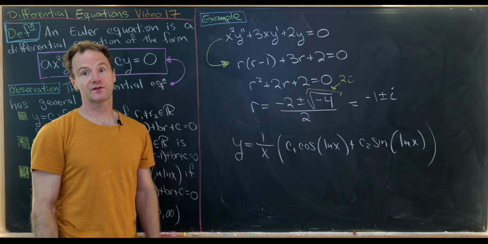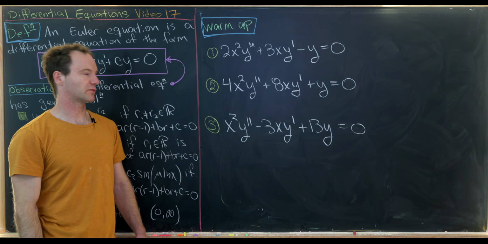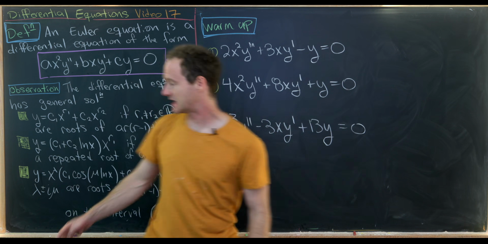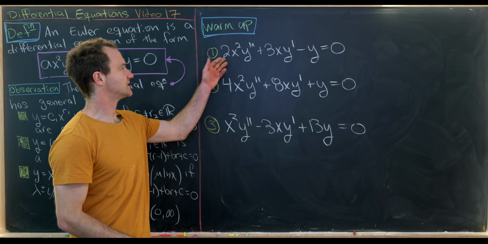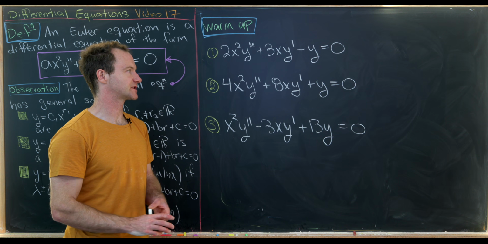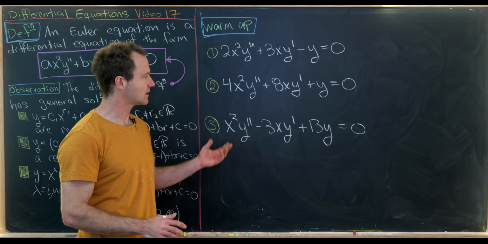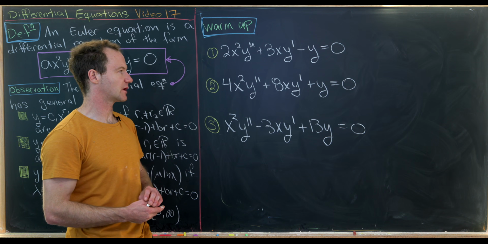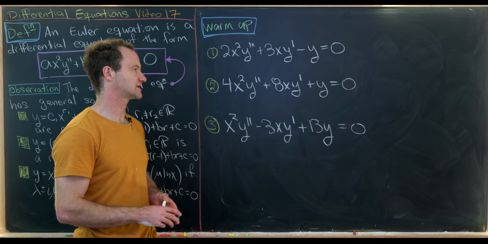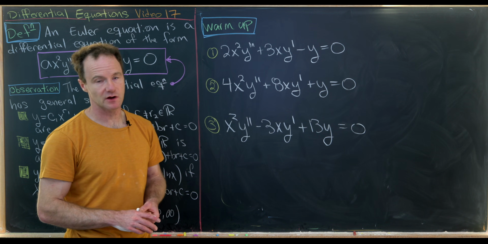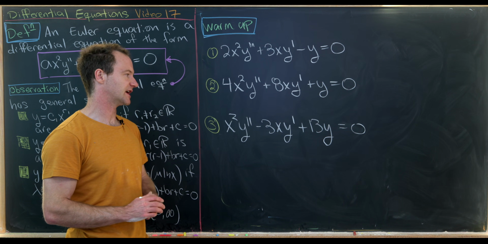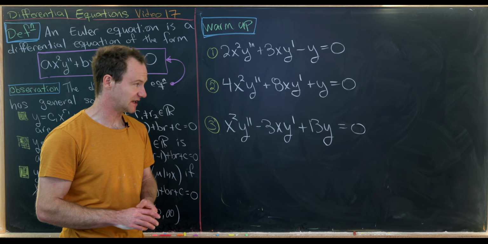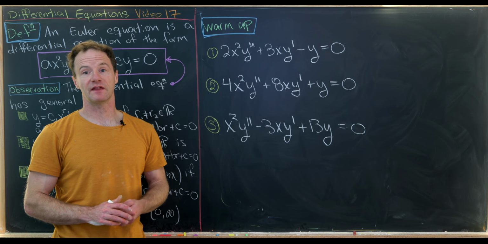Okay, so I'll leave you with some warm-ups. I've got 3 warm-up problems for you, and as you might guess, they exhibit these 3 parts of our observation. The first is 2x squared y double prime plus 3xy prime minus y equals 0. The second is 4x squared y double prime plus 8xy prime plus y equals 0. And finally, we have x squared y double prime minus 3xy prime plus 13y equals 0. And that's a good place to stop.